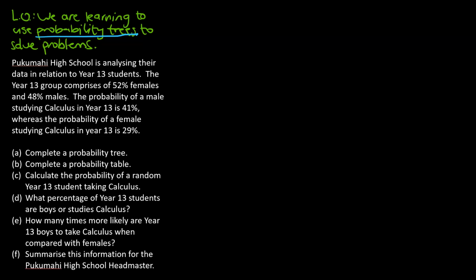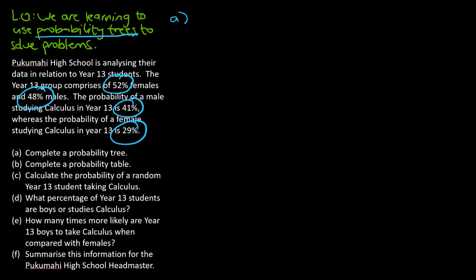So the first step, let's have a thorough read of our question. Pukemahi High School is analysing this data in relation to Year 13 students. The Year 13 group comprises 52% females and 48% males. The probability of a male studying Year 13 calculus is 41%, whereas the probability of a female studying Year 13 calculus is 29%. So we've got a whole bunch of numbers: 52%, 48%, 41%, 29%. And the first question asks us to complete a probability tree in relation to the data that we're looking at.